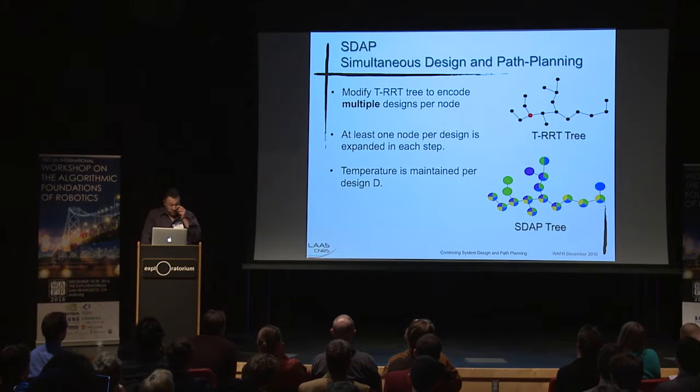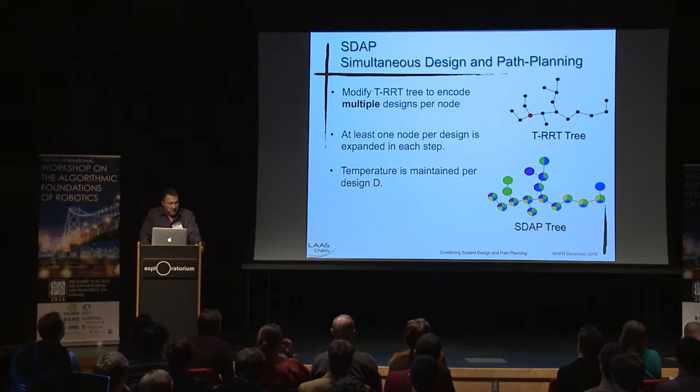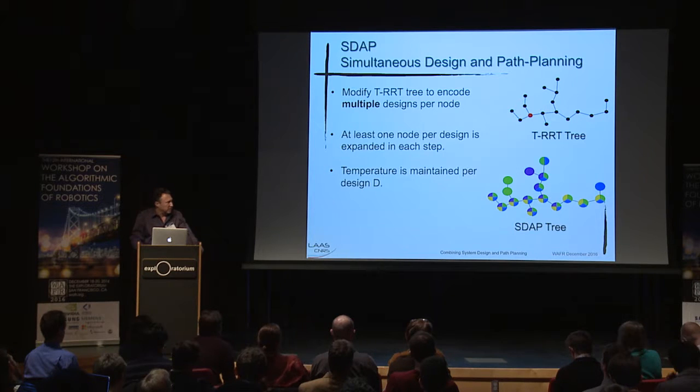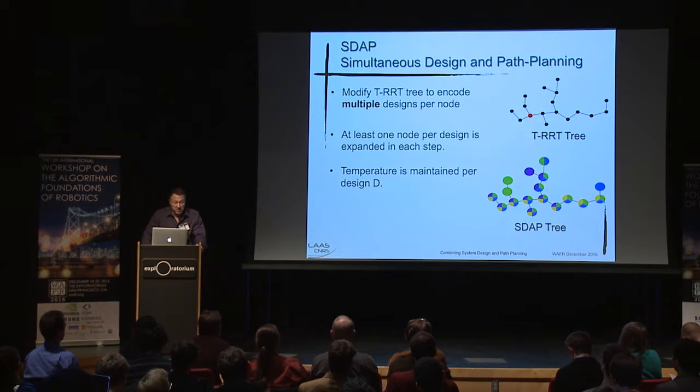So the top shows a typical TRRT search tree, and on the bottom you see these different pie cutouts. They each represent a different potential design. So at each iteration, our search tree is expanding. Here, our expansion is going to cover at least all the designs in our design space, and I'll walk you through that in just a second. And then we also have to introduce this idea of temperature again, and in our solution, we actually maintain a different temperature for each possible design.